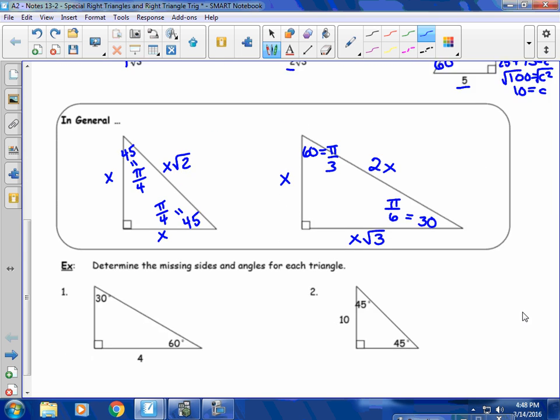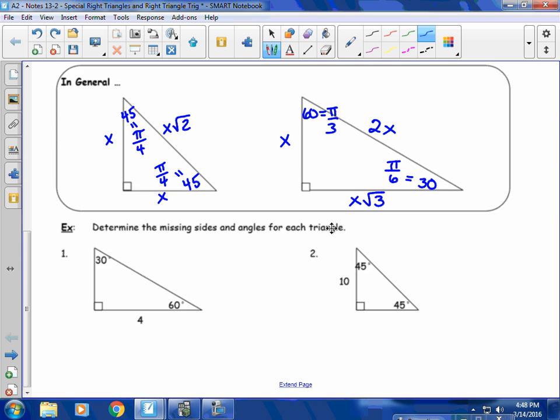Okay, so here we go. Determine the missing sides and angle for each triangle. So if you see 30, 60, and a 4, you kind of match it up to this triangle I drew up here. 4 is next to the 60, so this is where x would normally be. This is x radical 3, and this is 2x. So if x is 4, what's x radical 3? This is 4 radical 3. And if x is 4, 2x is 8. That's all you've got to do.